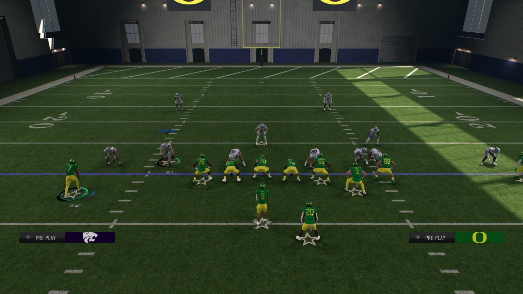And that's it. That's the video. It's very, very simple. Hopefully this helps you guys identify if you're going up against zone coverage and if you're going up against man coverage.